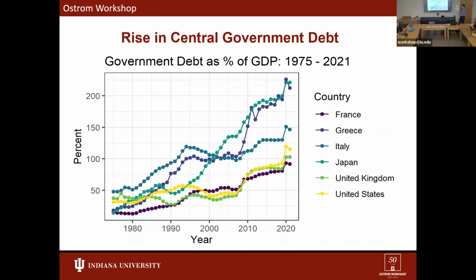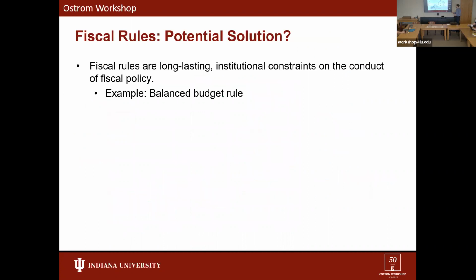So in response to this problem, what a lot of countries have done is implement what are called fiscal rules. According to the IMF, fiscal rules are defined as long-lasting institutional constraints on the conduct of fiscal policy. Fiscal rules can take many different forms, but they're typically codified as laws, and they typically have a numerical limit on a budgetary aggregate as a central component. So typically either deficits, revenue, or expenditure would be limited by the rule.